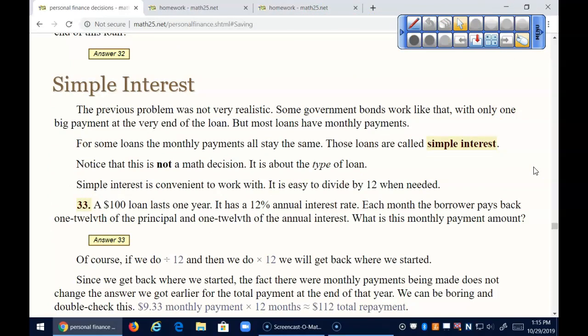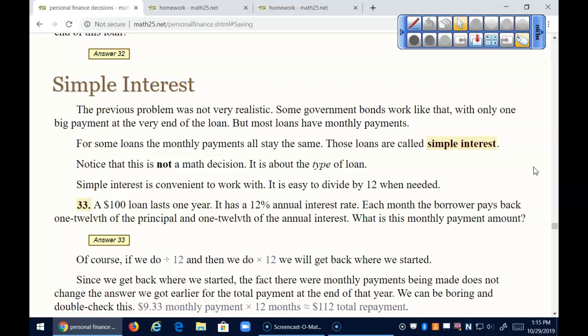The loans that do have the fee always stay the same. It's just based on the principal, like the treasury bonds. Every year, $12 was added on. That's called simple interest. And notice this isn't a math decision. It's a type of loan, like a treasury bond. It's convenient to work with.